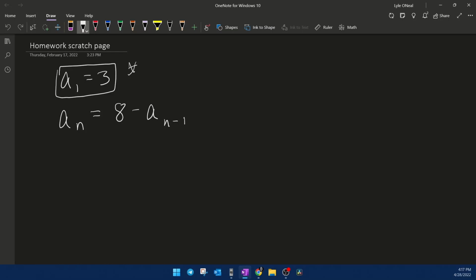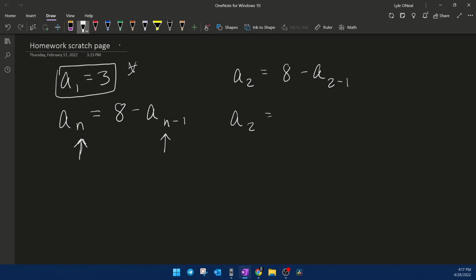So here's what we need. We need the first term. Well, the first term is given to be 3. So we don't really need to find the first term. It is given. Therefore, we need to start with the second term, which means that n is 2. But if this n is 2, every n is 2. So this would be 8 minus a sub 2 minus 1.